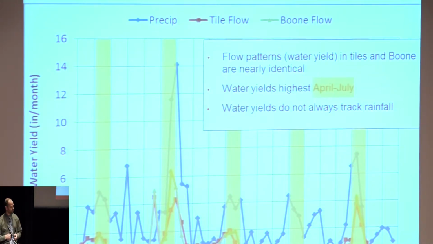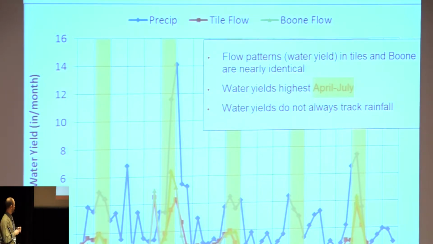So the results, I'll just jump right in here. This is time series information. Each point you see is a monthly average in terms of either precipitation in blue or water yield from the tiles in red, and then the green line there is water yield or flow in the Boone River. The highlighted columns there, that represents that peak season of April through July.